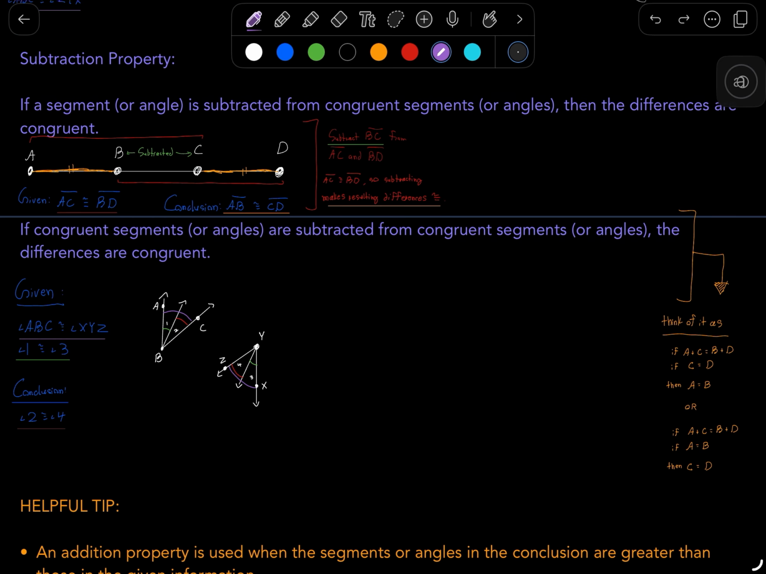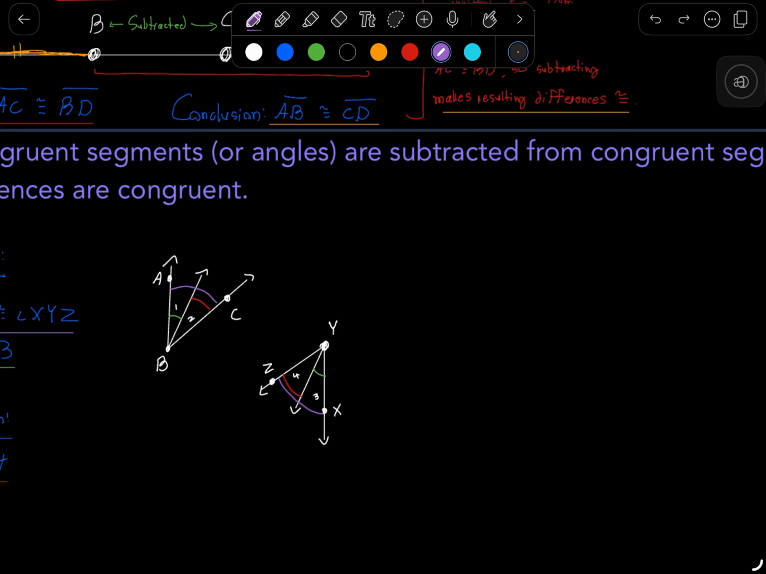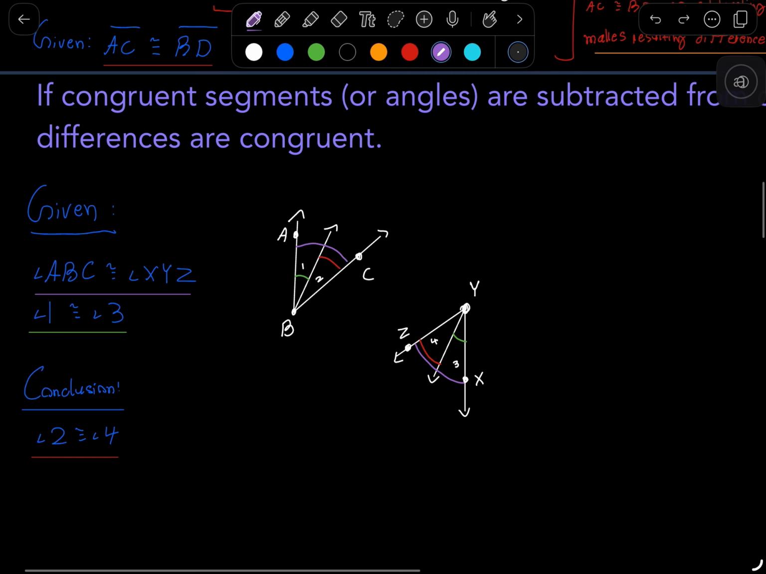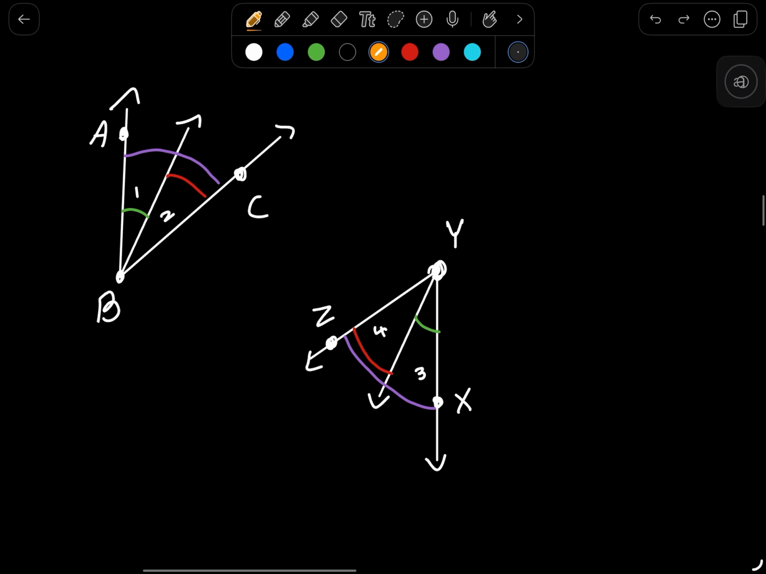Similar kind of logic. If congruent angles are subtracted from congruent angles, the differences are congruent. So if you're given that the purple angles are congruent to each other, and the green angles are congruent to each other, you can subtract the purple and green to get the red, and do the same for this angle here. And of course, that red angle is going to be the same.